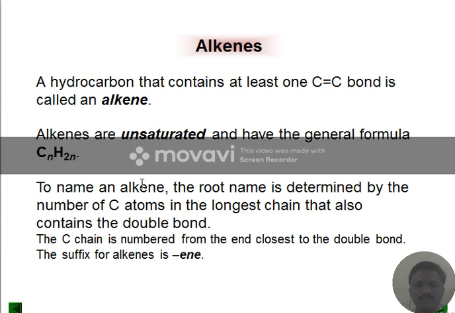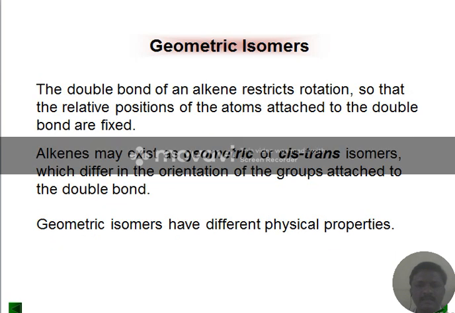To name an alkene, the root name is determined by the number of carbon atoms in the longest chain that also contains at least one double bond. You have to always keep in mind while naming the alkene, at least one double bond must be in the longest possible chain. So the carbon chain is numbered from the end closest to the double bond, and the suffix for the alkene is ene, which ends with ene.